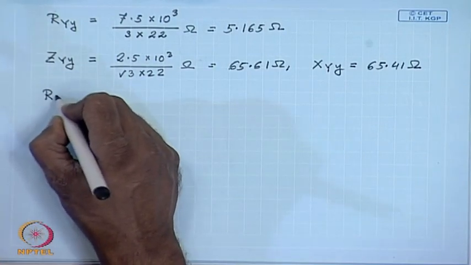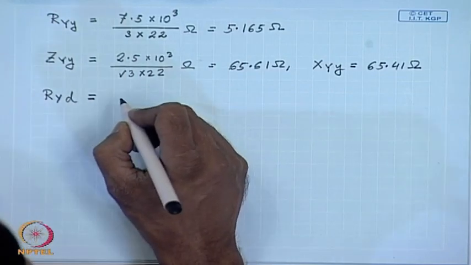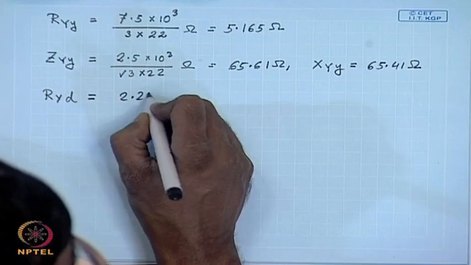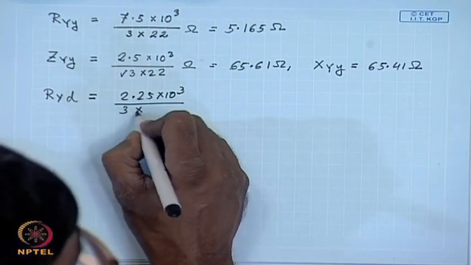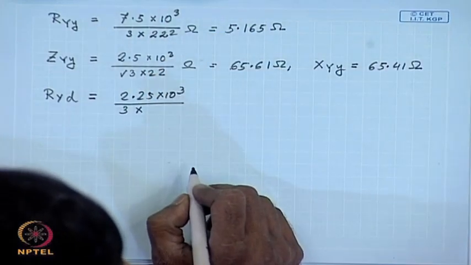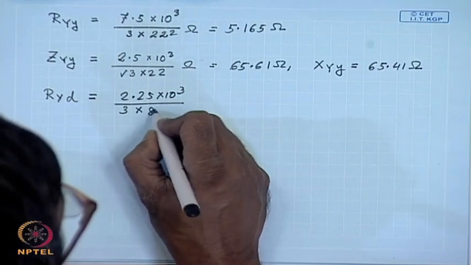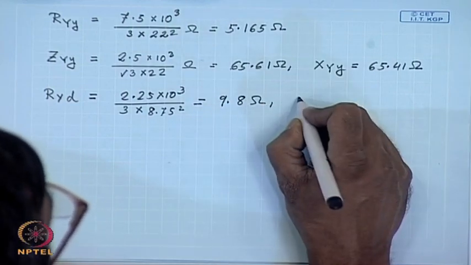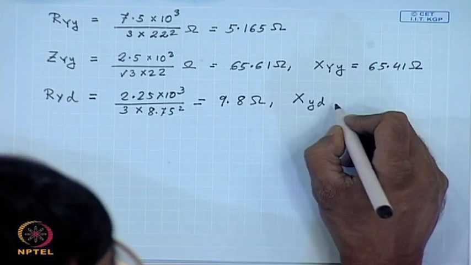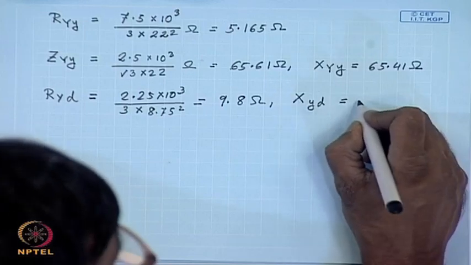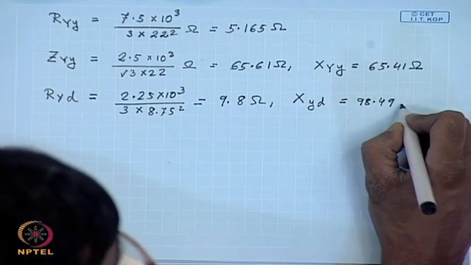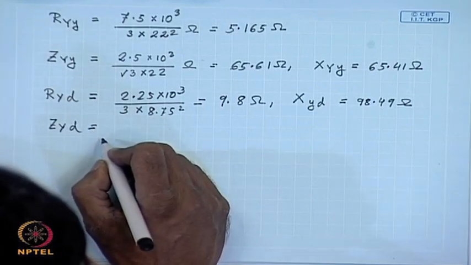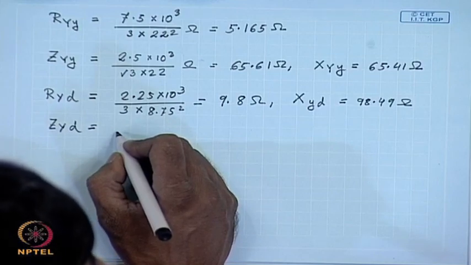Similar arguments, RYD equal to 2.25 into 10 to the power 3 divided by 3 into 8.75 square, that comes to 9.8 ohm, and XYD comes to be 98.49 ohm. ZYD is 99 ohm.